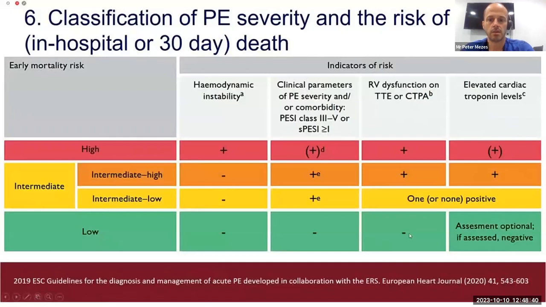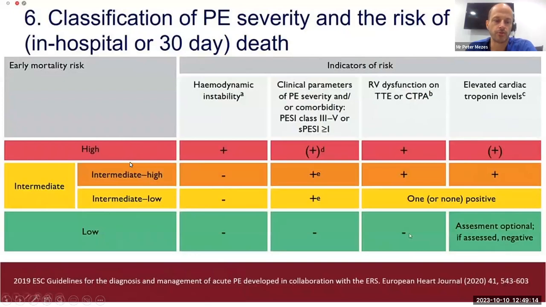So the currently available ESC guideline from 2019 puts the patients in three different categories. The one called high risk PE are the ones who are in most need of intervention. They are hemodynamically unstable, and they also have right heart strain and enzyme elevation. These patients are usually at the extremes, and they would definitely need clot removal to get them through the acute phase.